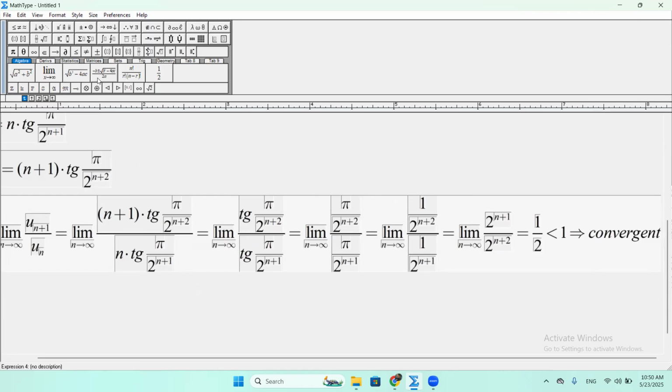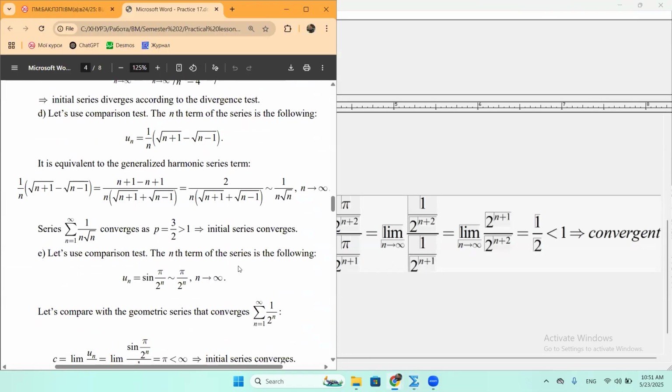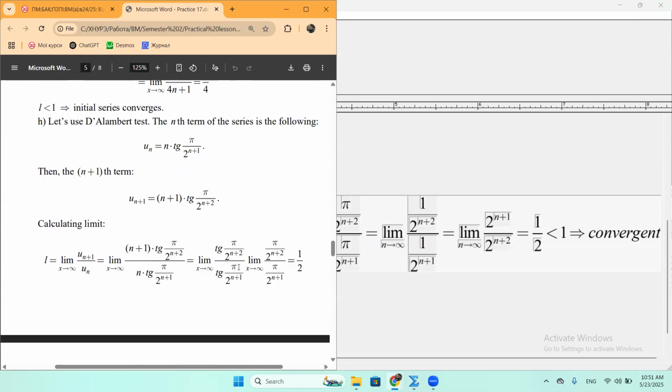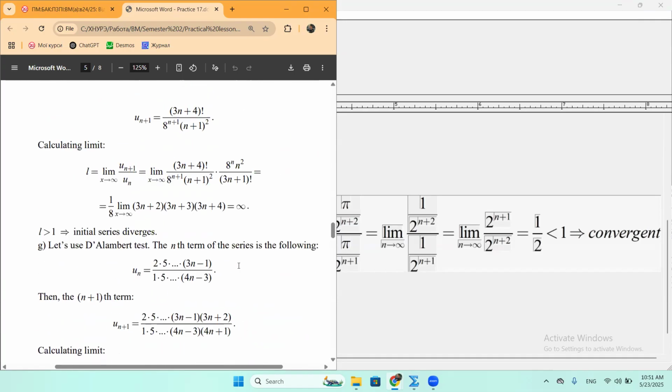Any questions about this exercise? Let me also check. No? No. Okay, let me check the solution. Yeah, so actually it's analogical.